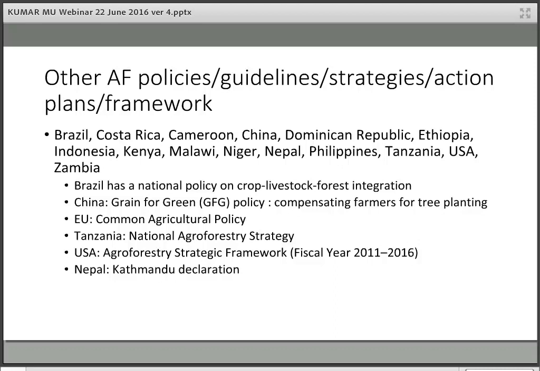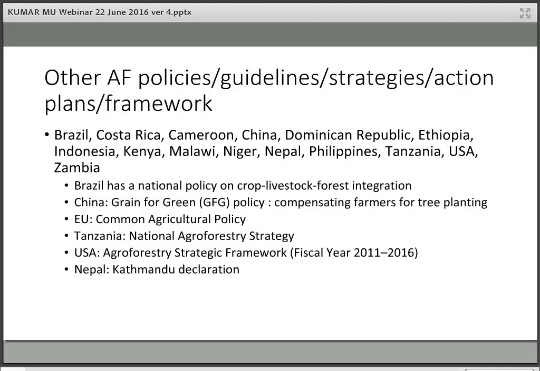For instance, Brazil probably has a policy pretty much similar to that of India. Brazil has a national policy on crop, livestock, forest integration. China has what is called the grain for green policy, wherein the farmers in the upland watershed areas are compensated with food grains for any afforestation activity that they take up.